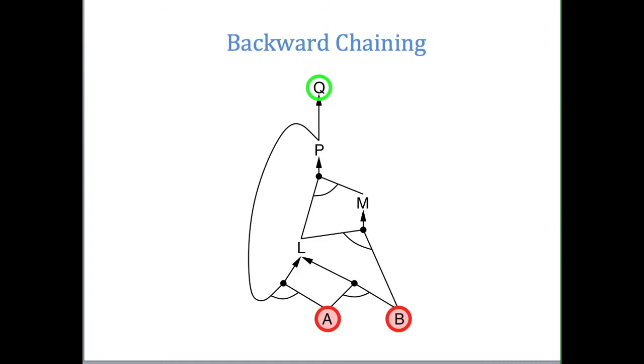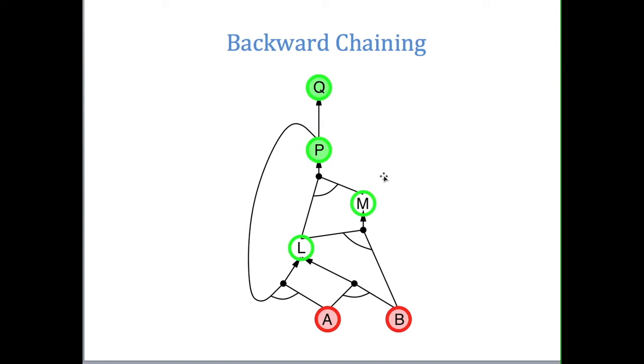Okay, so what implies Q? Well, the only rule we have that implies Q is that P implies Q. So what we'll do is check to see if P is true. So if P is true, then Q will be true. Now, what implies P? Well, there's one rule that implies P. That rule is L and M. So what we'll do is check to see if L and M are true.